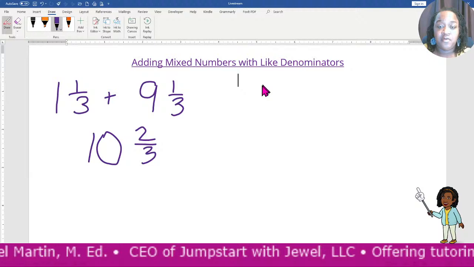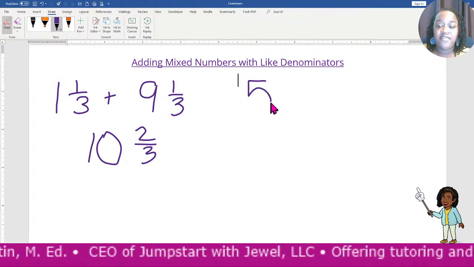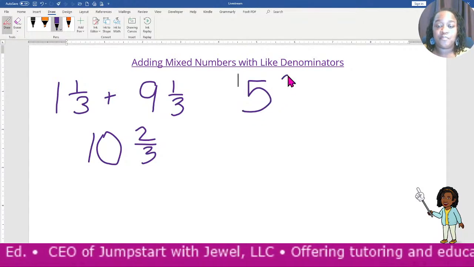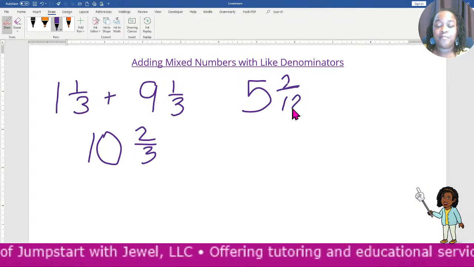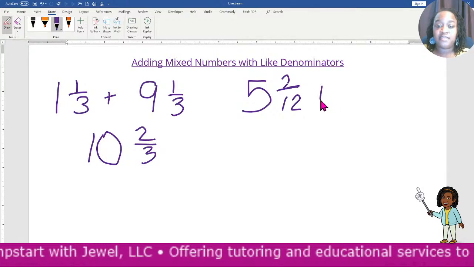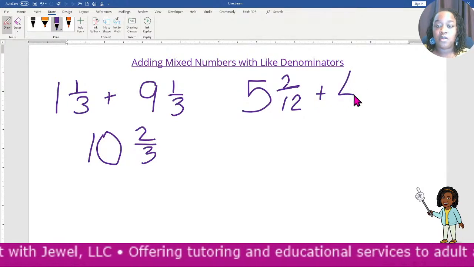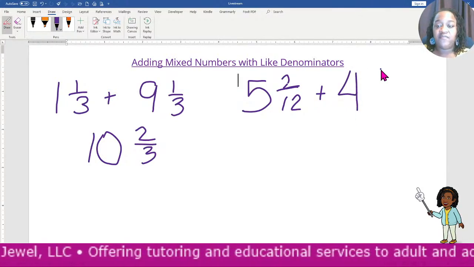Let's try another one. 5 and 2/12 plus 4 and 5/12.